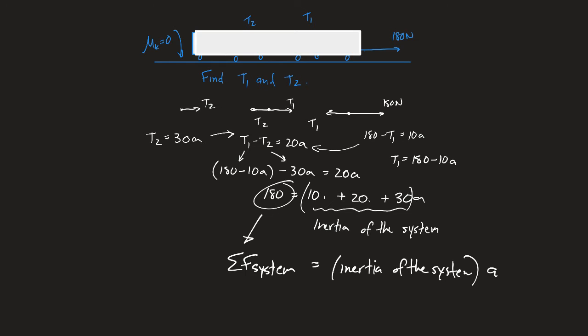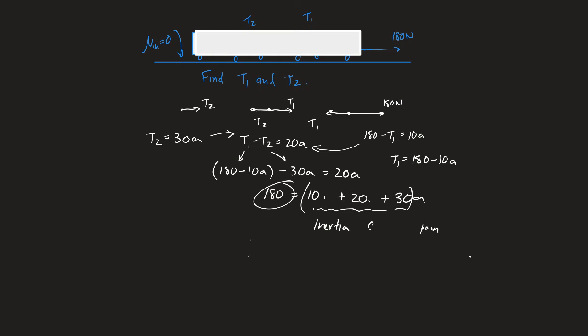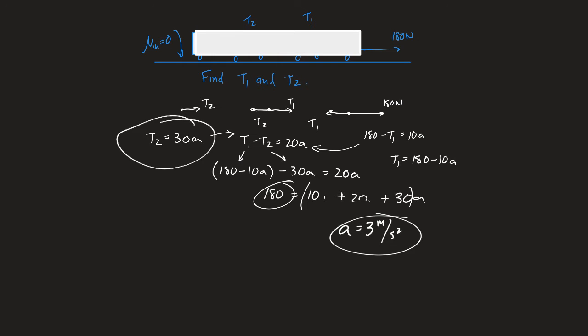Either way, if you've been doing this problem, you know that the acceleration of the system ends up being 3. We take that 60 kilograms, put it under 180, and we get an acceleration of 3 meters per second squared. This is not what you're asked to find, but it will tell you the answer now. If you want tension 2, that's right here. Plug in your 3 and it'll give you tension 2. If you want tension 1, probably right here. Tension 2 comes out to be 90 newtons, and tension 1 comes out to be 150 newtons.